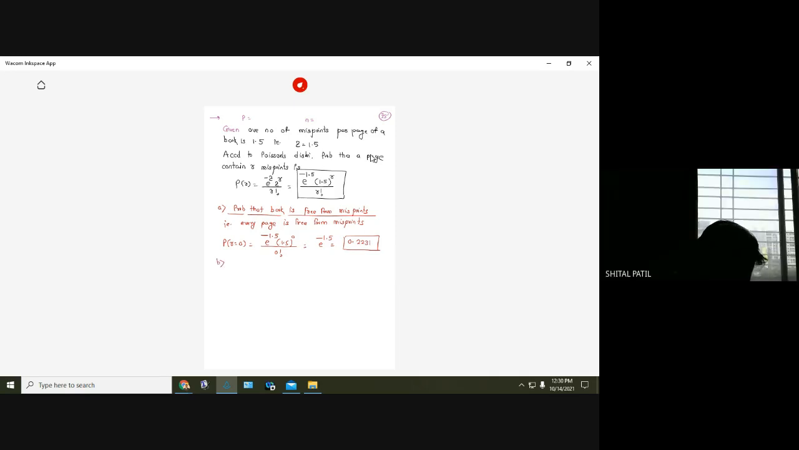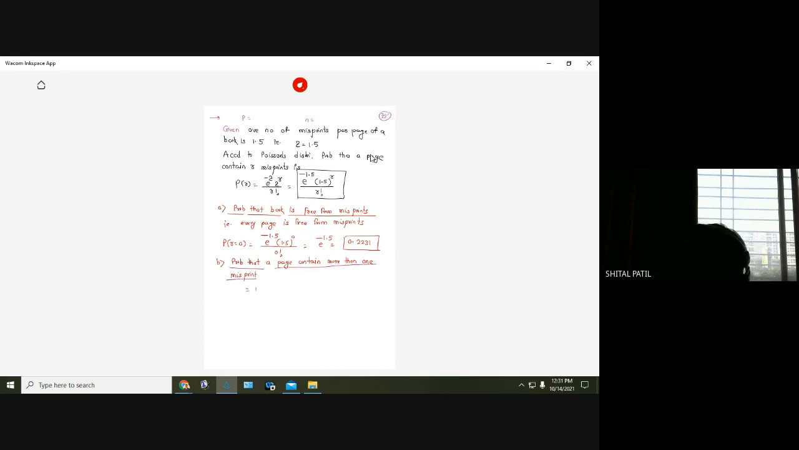B. Number of pages containing more than one misprint. Probability that a page contains more than one misprint. Yes. How to find this probability?